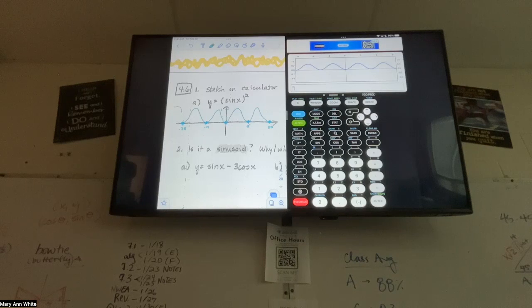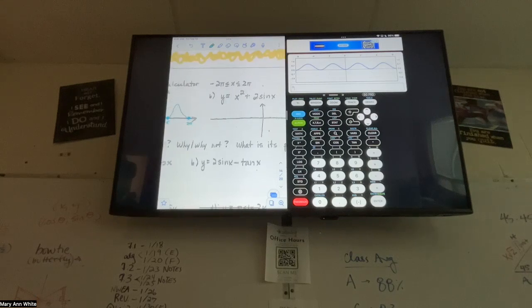Okay. Now let's go graph the other one. Let's graph y equals x squared plus 2 sine x. Okay, so y equals x squared plus 2 sine x. I'm going to keep my window the exact same, as high and as low as it was, and I'm going to go ahead and graph that.